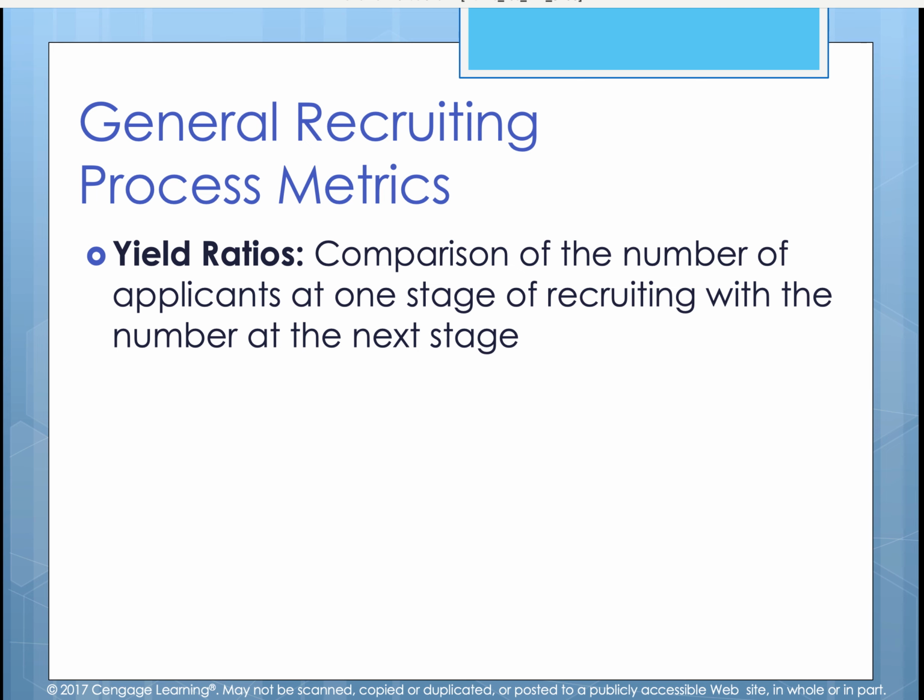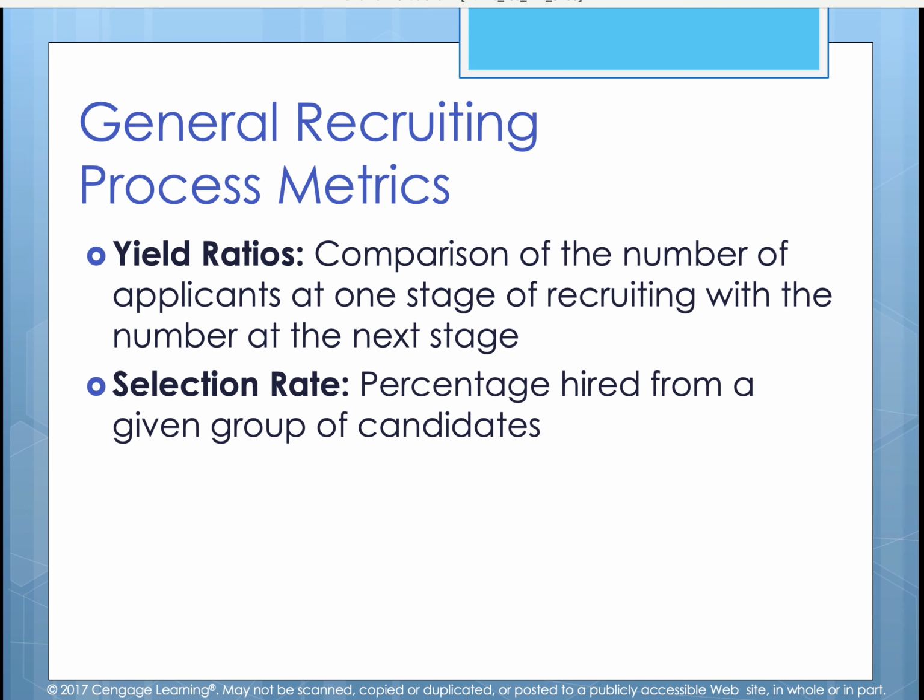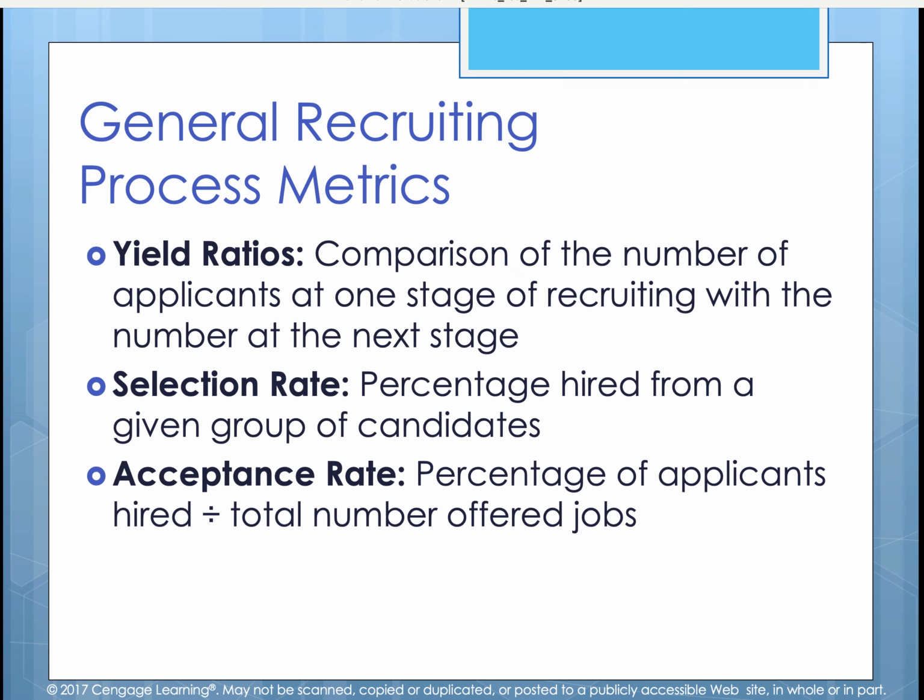Our yield ratios are the comparison of the number of applicants that we have at one stage in recruiting with the number that we have at the next stage. So of course that yield can show that the number is the reduction and by how much. And you can factor in what triggered the reduction. The selection rate is looking at the percentage of people that were actually hired from a given group of candidates. So the candidates that came in January versus the candidates that came in July, or the candidates that came in from a specific college. Those are different things, so we can see where we're getting the best pool of candidates.